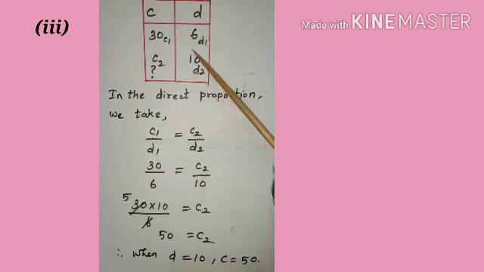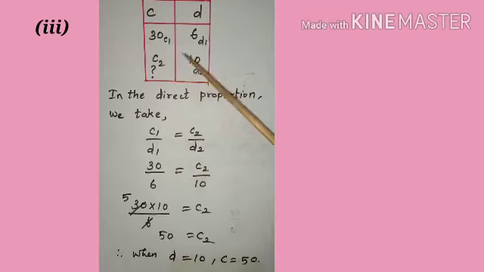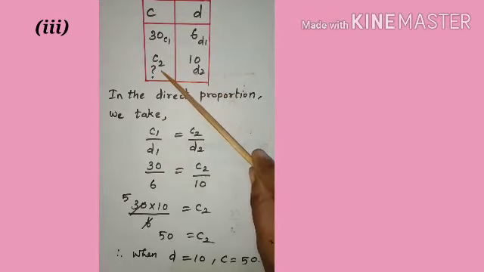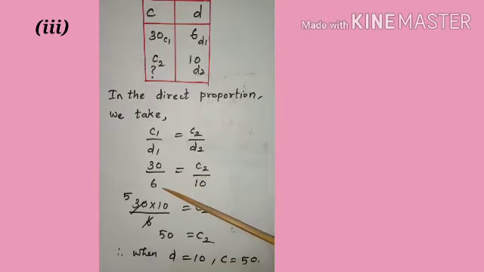Substituting all the values to get the unknown. So when D is equal to 10, what is the value of C? To find this value, let us substitute all these values in this condition. C1 is 30 divided by D1 is 6, is equal to C2, which is unknown and we have to find, and here D2 is 10.